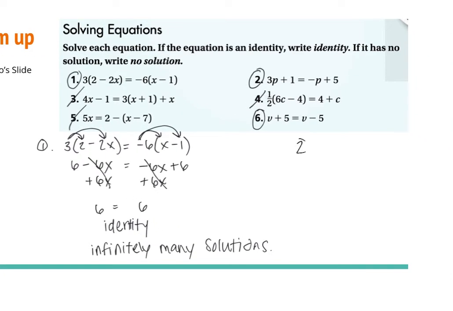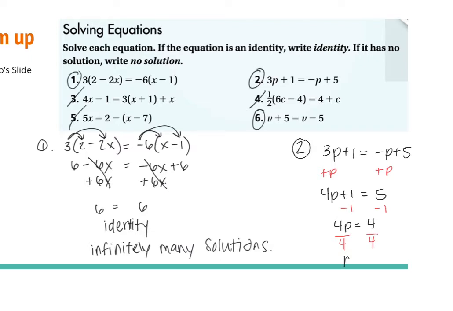Okay, number two. 3p plus 1 equals negative p plus 5. Who can walk me through this one? Roy, take me home. Plus what? Good. By? What do I get? P equals 1. How many solutions is this? Just one, okay? This is an example of just one solution.